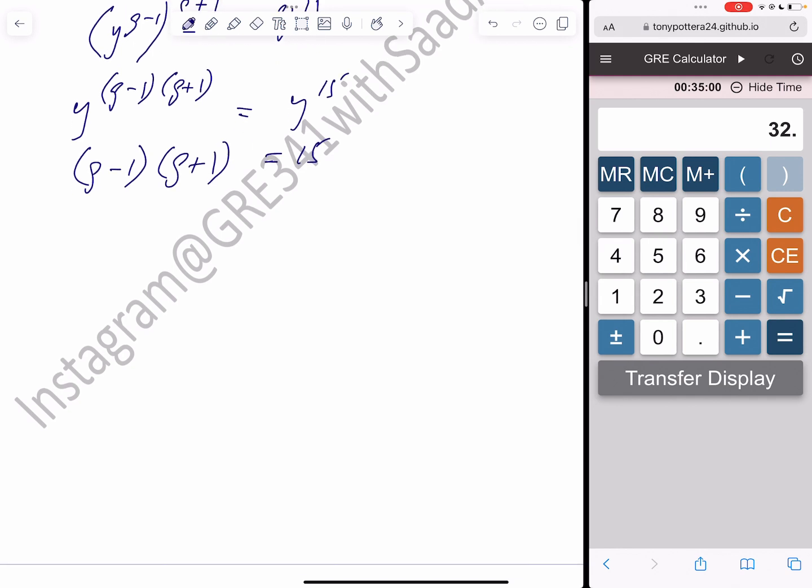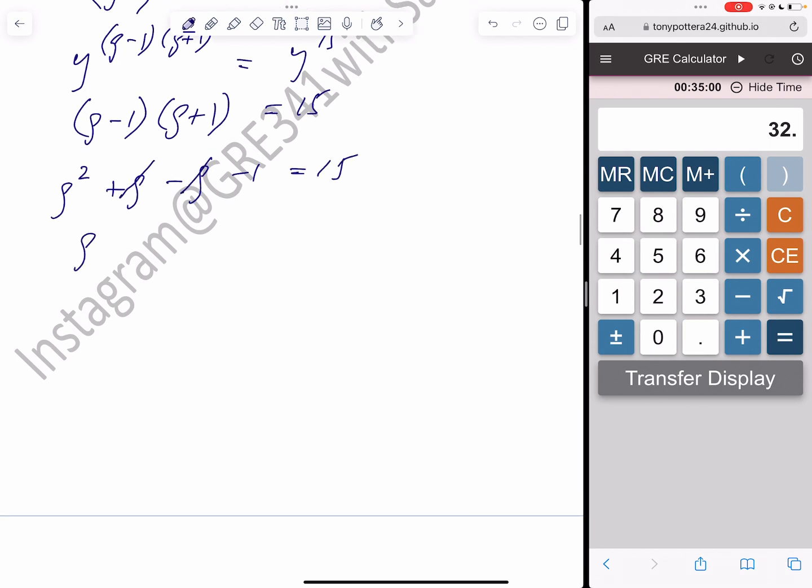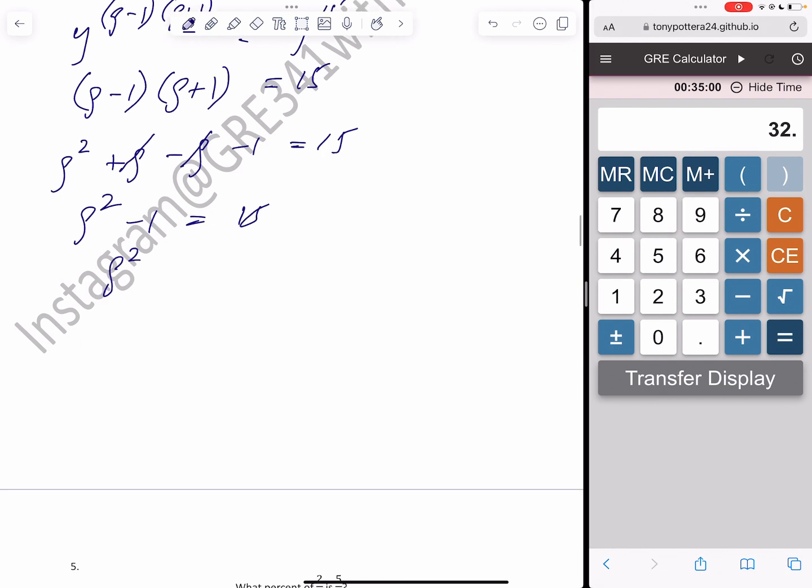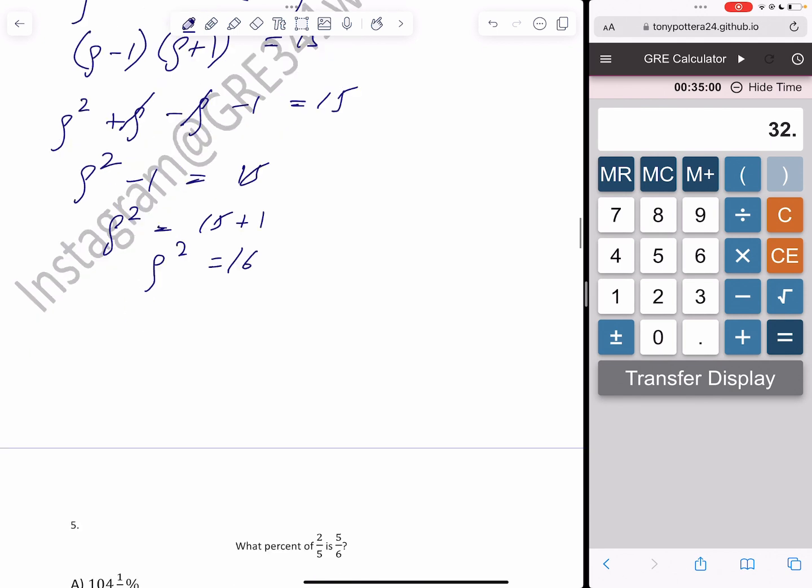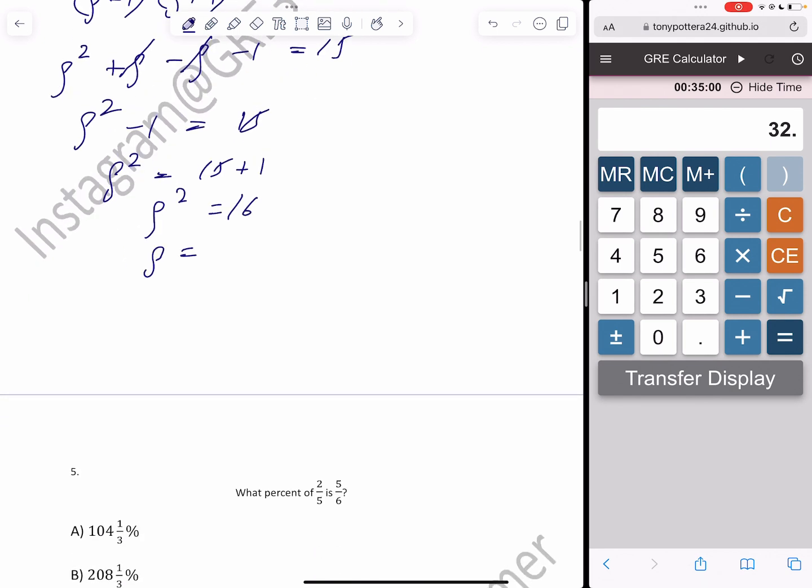So let's multiply them out. g square plus g minus g minus 1 is equal to 15. g and g cancel. g square minus 1 is equal to 15. g square is equal to 15 plus 1. g square is equal to 16. g is equal to plus minus 4. So g is equal to negative 4 or g is equal to 4.